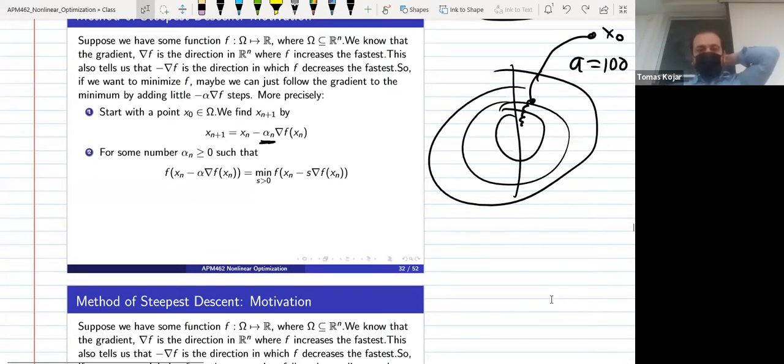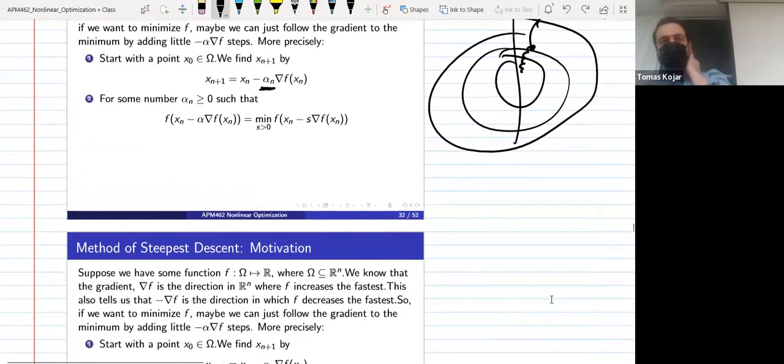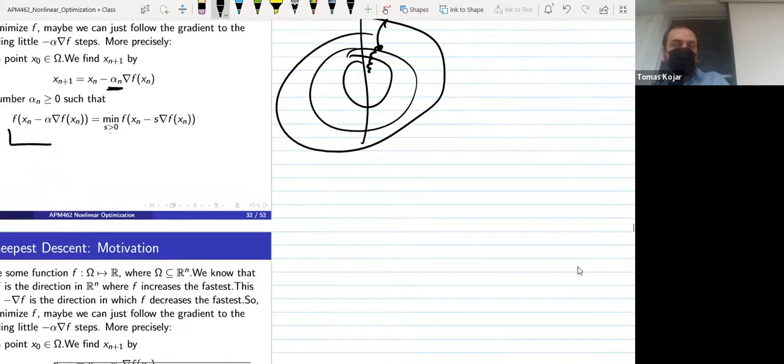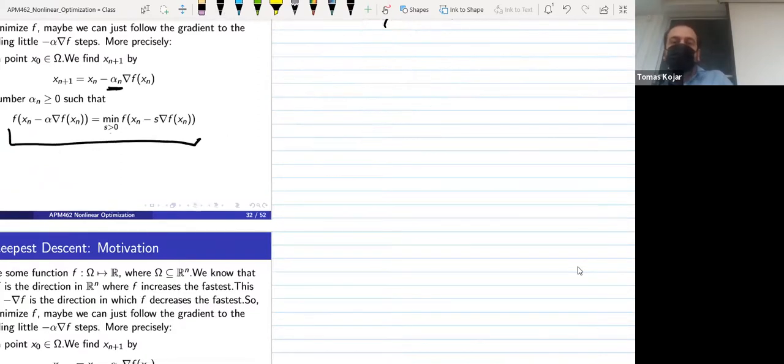Of course the question is, how do you pick this alpha? You want to be close to the minimizer, so overshooting just means you moved past even the next step. So let me explain. Again, how do we pick alpha? Because this is confusing. You start with some point xn, and you want to pick a jump.